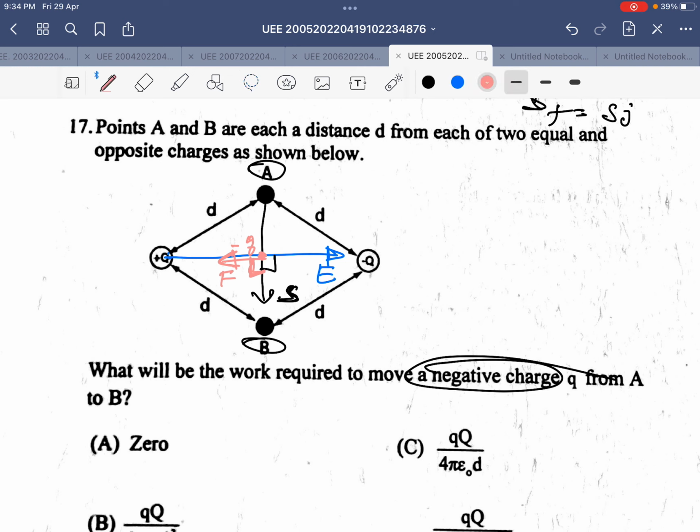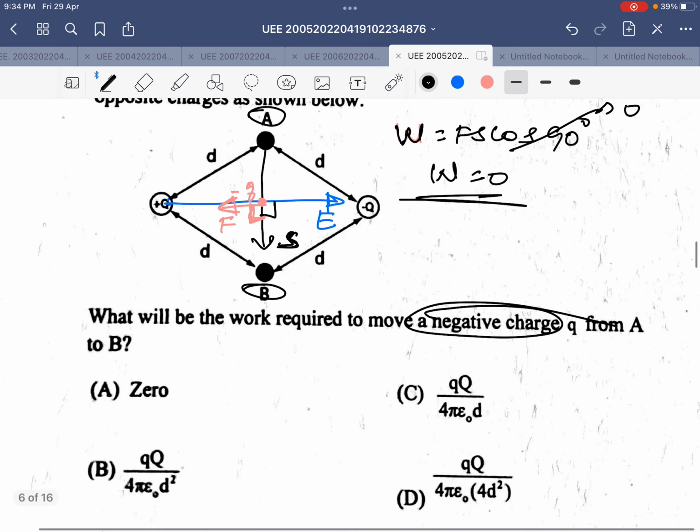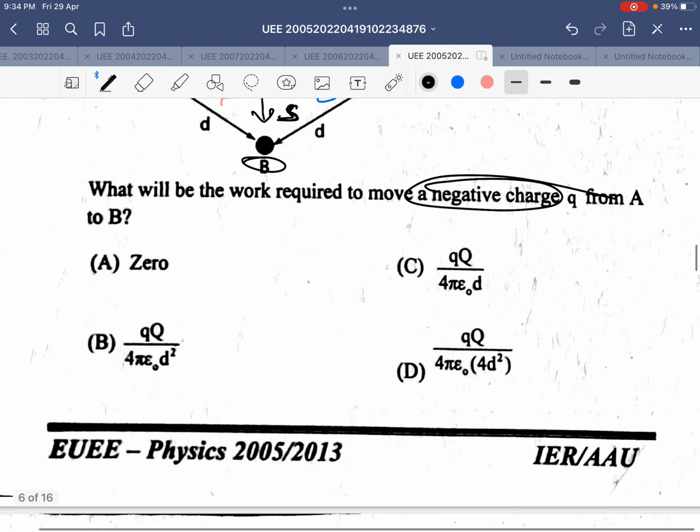Therefore, work done is equal to Fs cos 90 degrees. Cos 90 degrees is 0. Therefore, work done is equal to 0. Here it should be said work done by the electric force. The work done by the electric force is zero, since the displacement is perpendicular to the force. The answer is A.